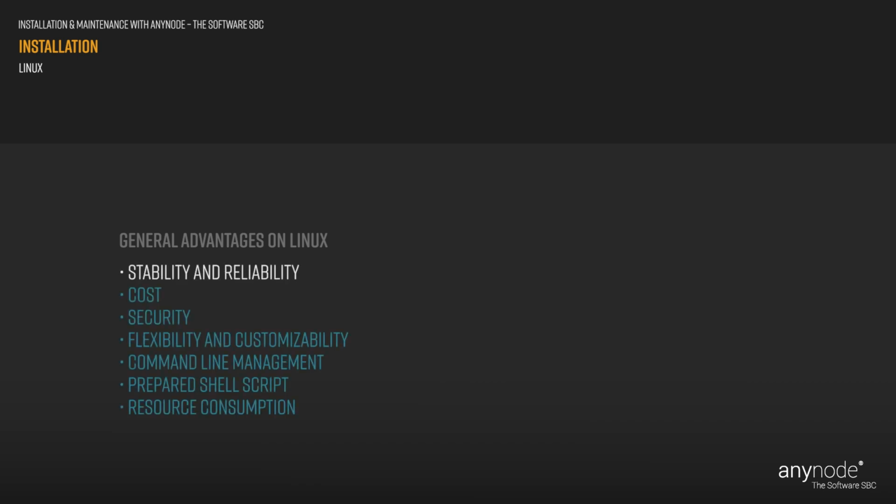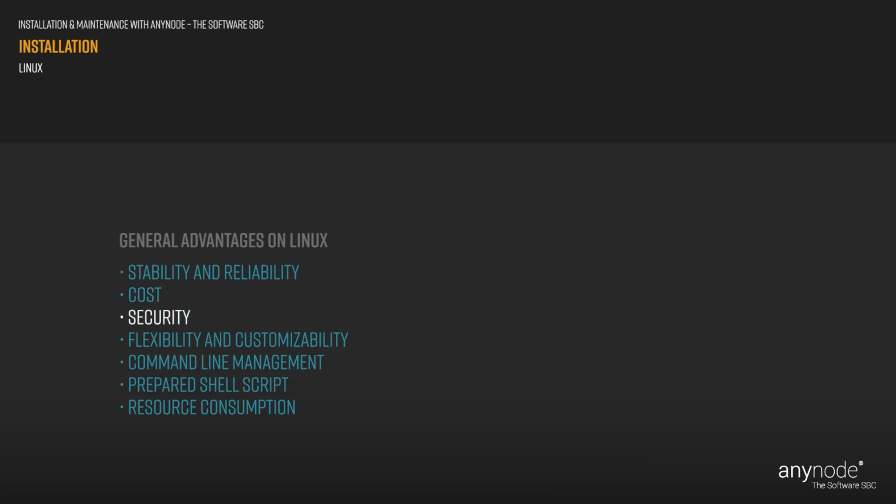Here are some general advantages of installing anynode under Debian compared to Windows. Stability and reliability. Debian is known for its stability and reliability. It is a Linux distribution often used in server environments. If stability and longevity are crucial for your application, Debian might be the preferred choice. Cost. Debian is open-source software and freely available. In contrast, using Windows typically involves licensing costs, which can be a significant factor for many organizations.